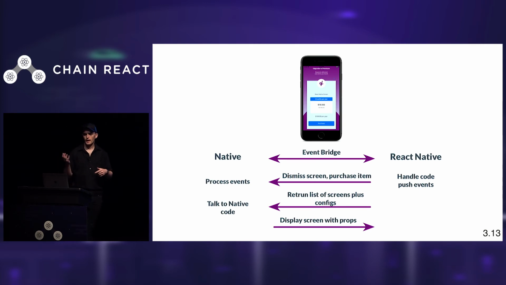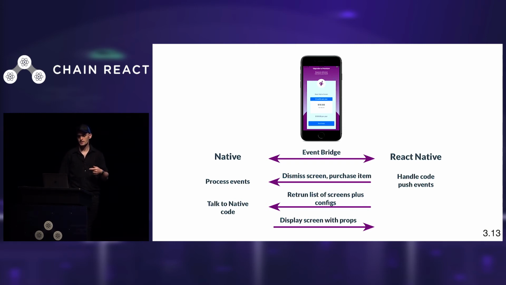So on iOS, every screen roughly maps to at least one view controller. A view controller, loosely speaking, is kind of analogous to a React component. So there is a native view controller that's hosting the screen that's displaying the React Native UI, which is the purple and blue stuff up there. This native view controller is responsible for processing the events that are coming back from JavaScript.